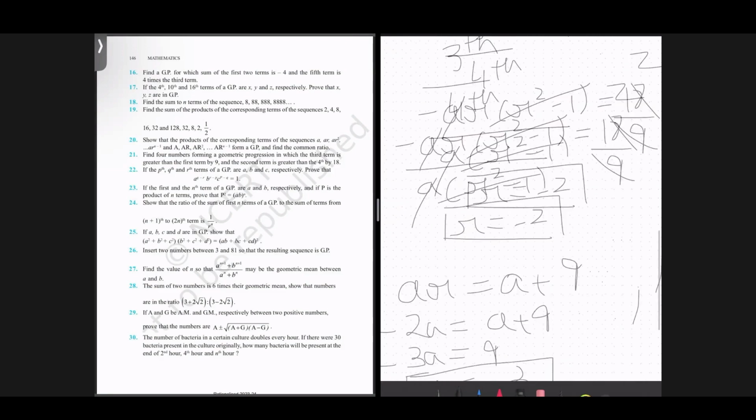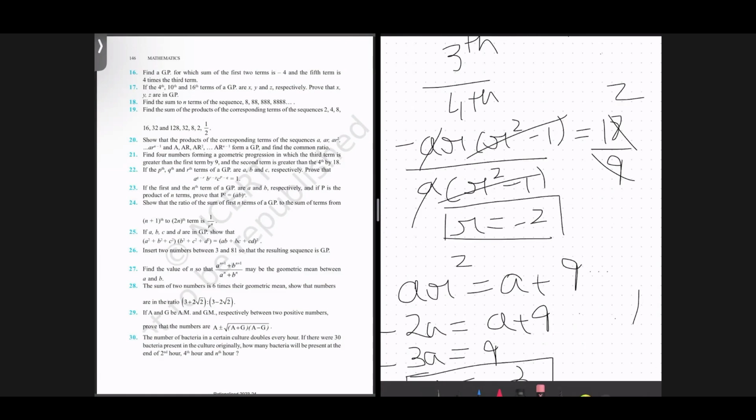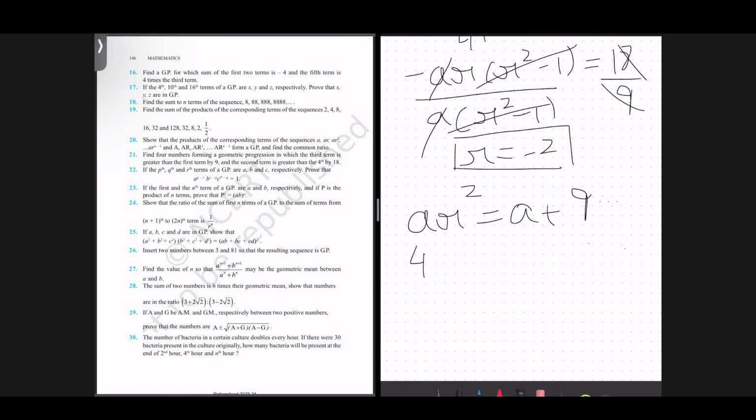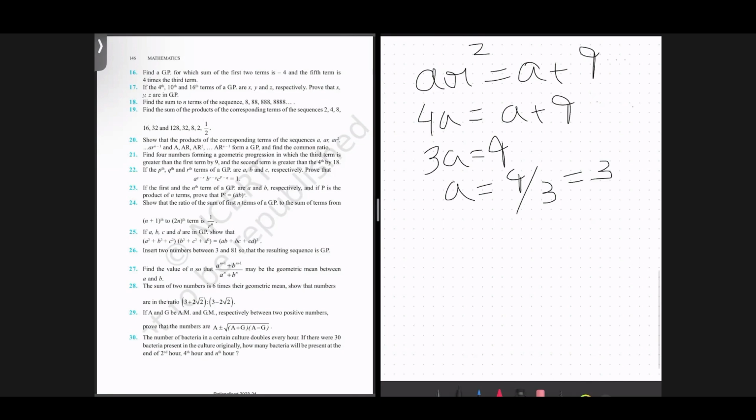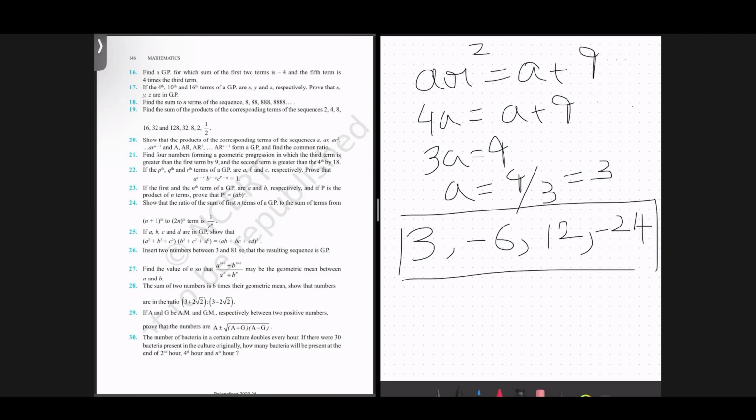So the equation is ar square is equal to a plus 9. Plugging the value of r equals -2 here, you have 4a equals a plus 9, 3a equals 9, a equals 9 by 3, that is going to be 3. So all in all, the 4 terms of the GP that you're going to get are 3, -6, 12, and -24, right? These are the 4 terms of the GP.